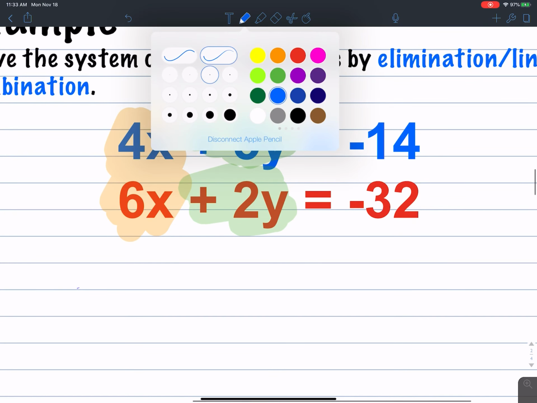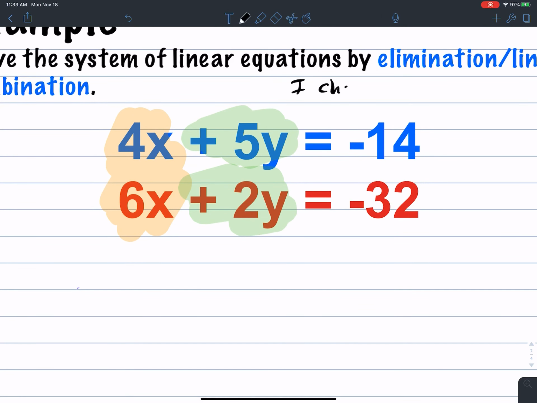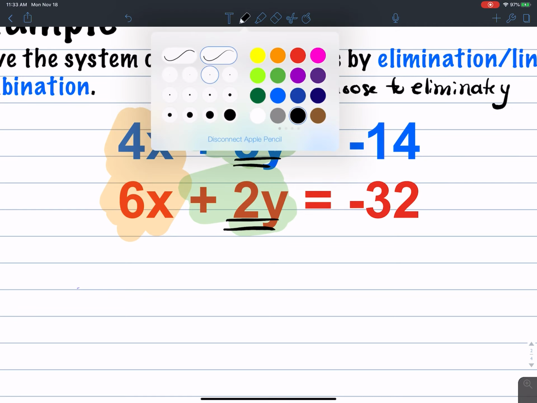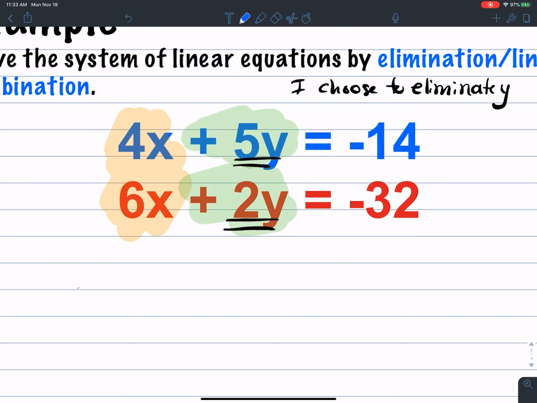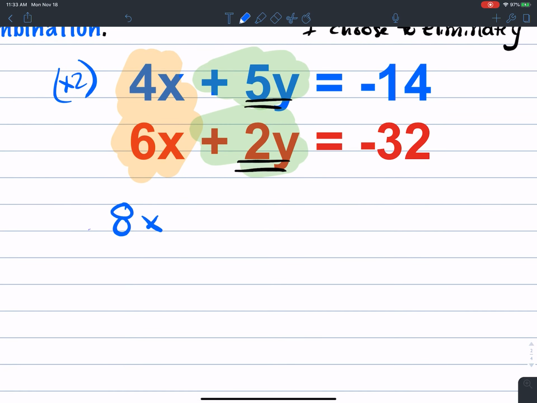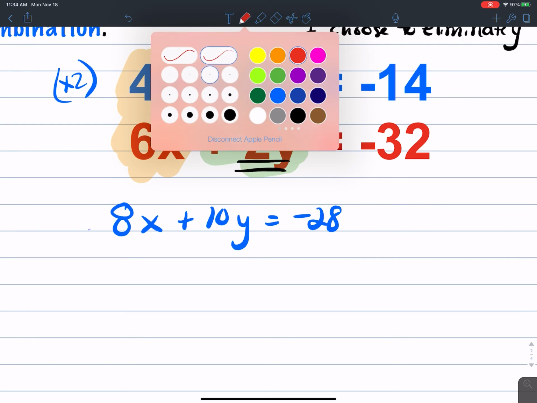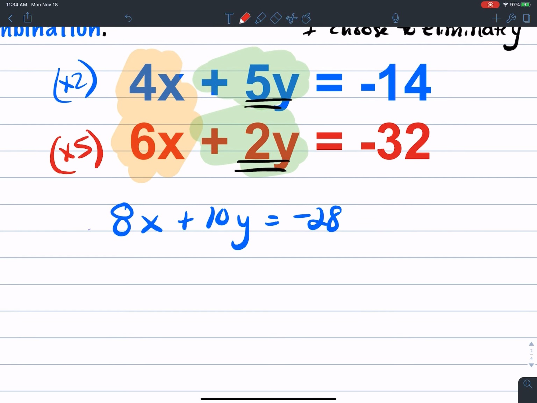So in this case, we get to choose what we want to eliminate. So I choose to eliminate y. It wouldn't really matter here, but that's just the choice that I'm making. So if I wanted to eliminate y, these need to have the same or opposite coefficients. So 5 and 2, I could turn them both into a 10. So I'd multiply this first equation by 2, which would bring up this new 8x plus 10y equals negative 28. I'd multiply the second equation by 5 then, because when I take the 2y's and multiply it by 5, that turns into 10y's, and negative 32 times 5 is negative 160.